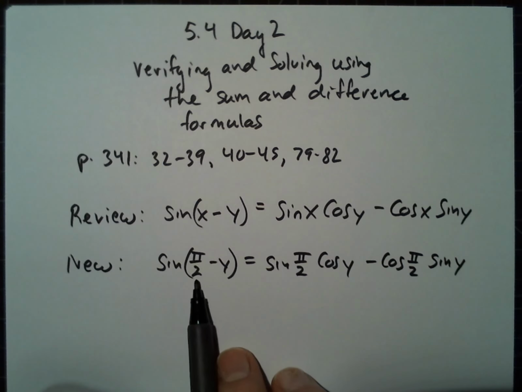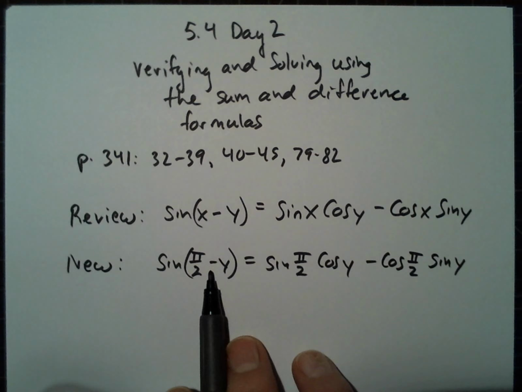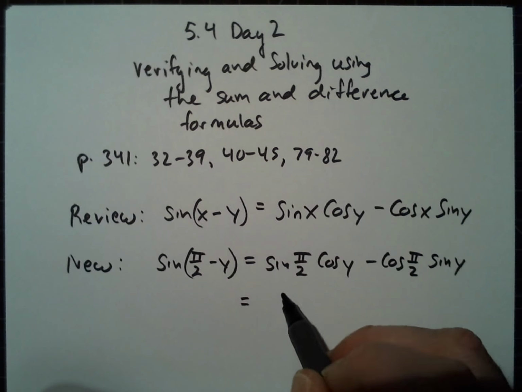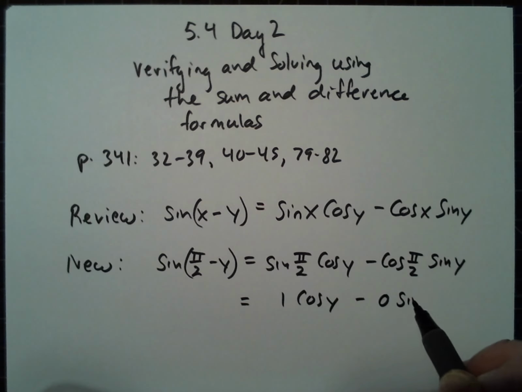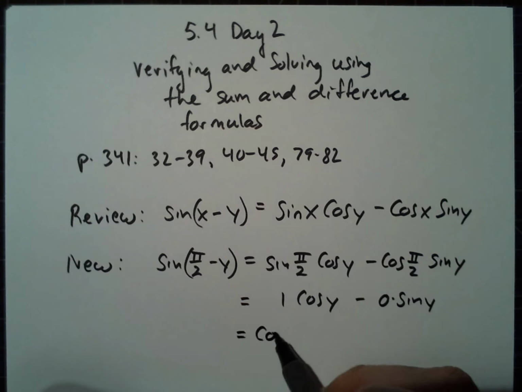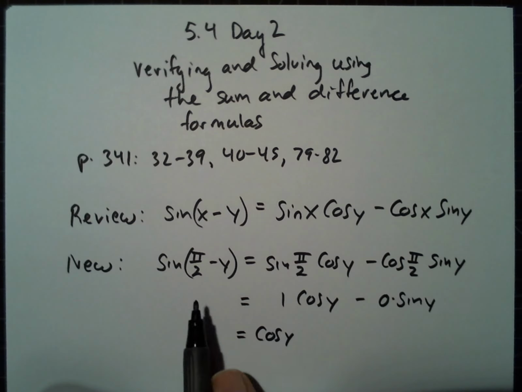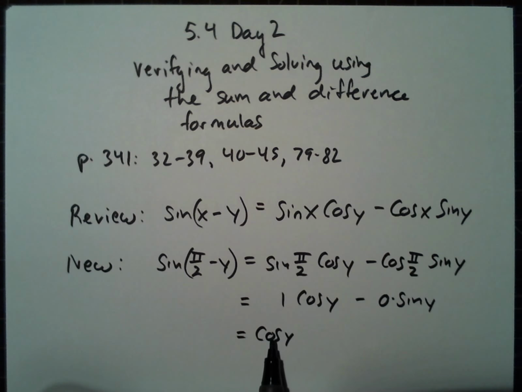What if we just replace the x with pi over 2? This is part of the cofunction identity, so we can verify it just by using the difference formula for sine, because sine of pi over 2 is 1 and cosine of pi over 2 is 0. So we see that sine of pi over 2 minus y is the same as cosine of y, and that's the cofunction identity. We can use the difference formula to verify the cofunction identity.